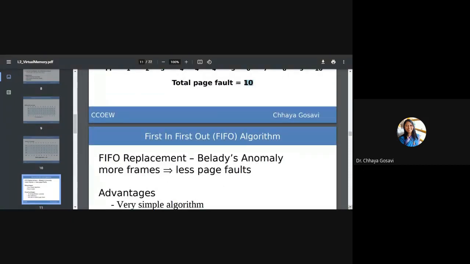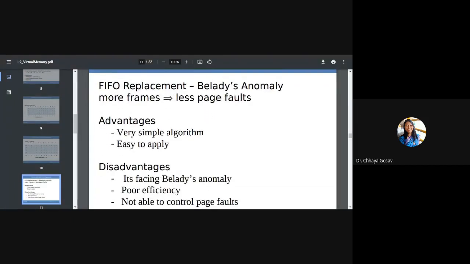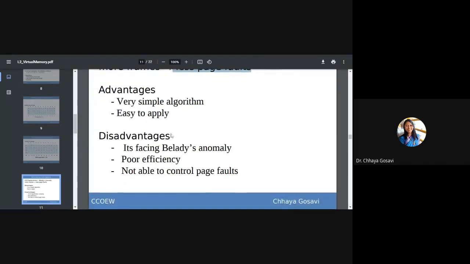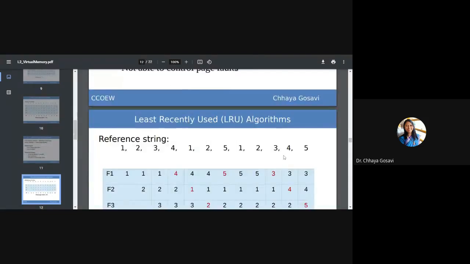FIFO replacement shows Belady's anomaly more often than optimal or LRU. What is Belady's anomaly? More frames should show fewer page faults, but it is showing more page faults. The advantage of FIFO is that it's a simple algorithm, simple to understand, simple to implement, simple to simulate, and easy to apply. But the disadvantage is that it faces Belady's anomaly. It shows poor efficiency, and it is not able to control the number of page faults.